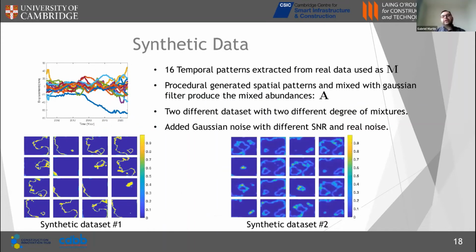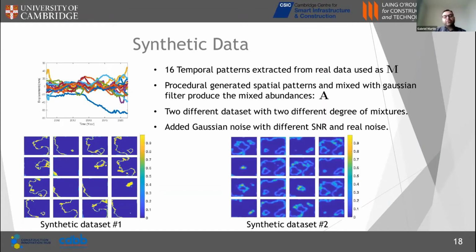And in order to evaluate this method, we generated a set of synthetic data. We use 16 temporal patterns extracted from real multi-temporal InSAR data, and we use them as our matrix M. Then for the abundances, we generated procedurally some spatial patterns, and then we generated mixtures over these different abundance maps using a Gaussian filter.